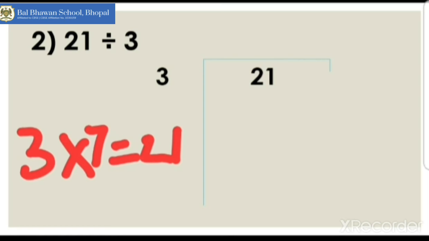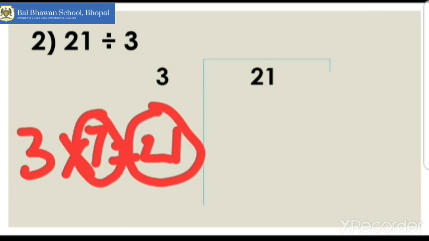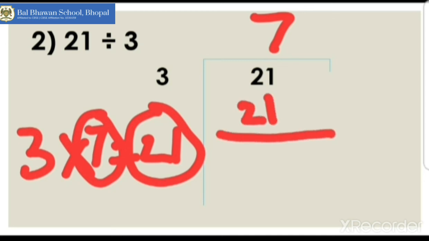So children, we have got 21, and it is 3 sevens are 21. So we have got a product, 21. It is how many times? It is 7 times. That is the second factor, so it will be written on top of the bar, and it is the quotient. The product which we get by multiplying 3 and 7 will be written under the dividend. So this is your second step.